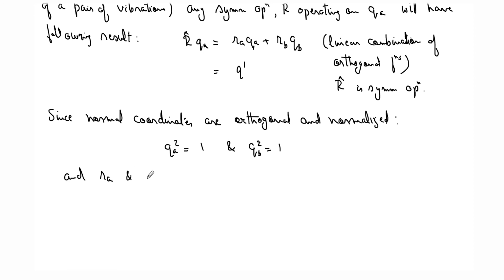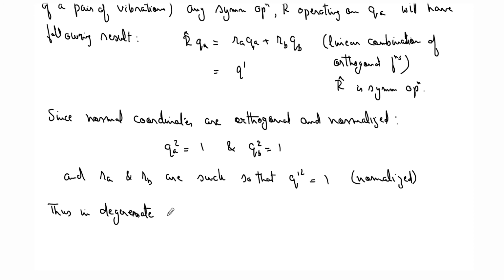And then my RA and RB are so chosen that Q prime square is also equal to 1, because this also has to be normalized, right? This is the normalization condition. So Qi square is also 1. So that means whatever is the value of Qi, like if I am operating a symmetry operation onto Q prime, if I square this, I will always get 1, right? So thus, in the degenerate case also, psi i0 remains invariant under any symmetry operation.